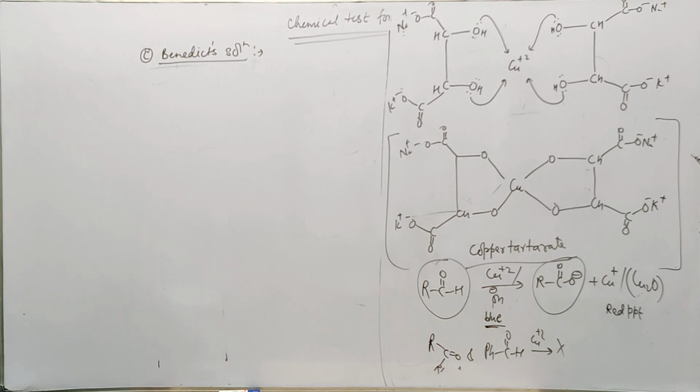an alkaline solution of cupric ion complexed with citrate ion is called Benedict's solution.